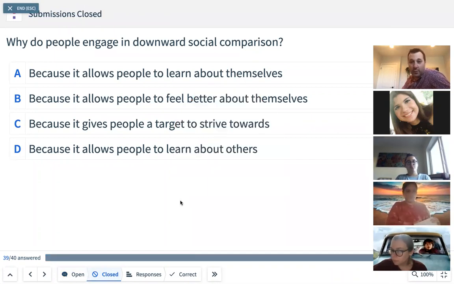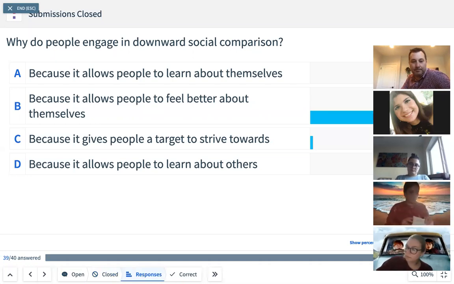We engage in downward social comparison because it allows us to feel better about ourselves, right? If we want to learn about ourselves, we compare ourselves with people who are similar to us. If we want to feel better about ourselves, we compare ourselves to people who are worse than us. So that is option B. Good.